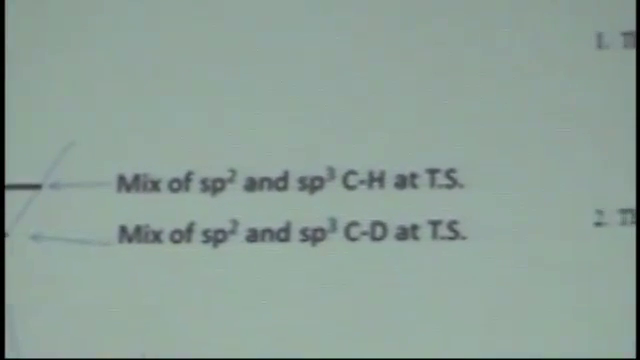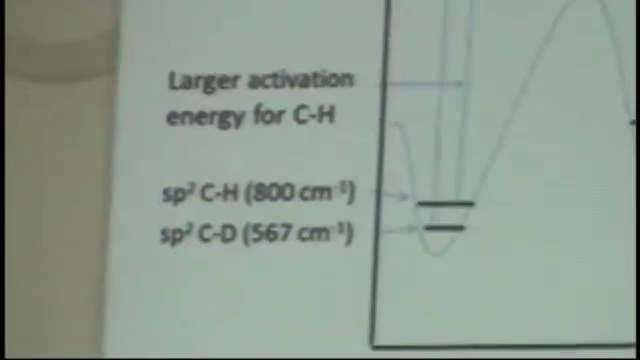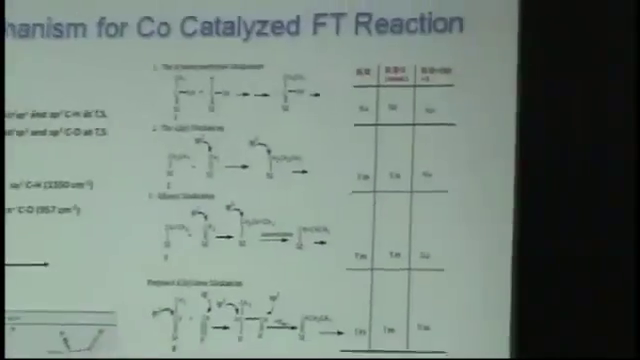Based on this, we propose the alkylidene mechanism. The alkylidene mechanism is shown right at the bottom: the growing chain is the alkyl, and the monomer is a CH species. If you use this, then you can explain what happened for the deuterium, for the inverse isotope effect. Now, the inverse isotope effect could come from other sources, such as alpha or beta agostic interaction, but that will give you the same result.